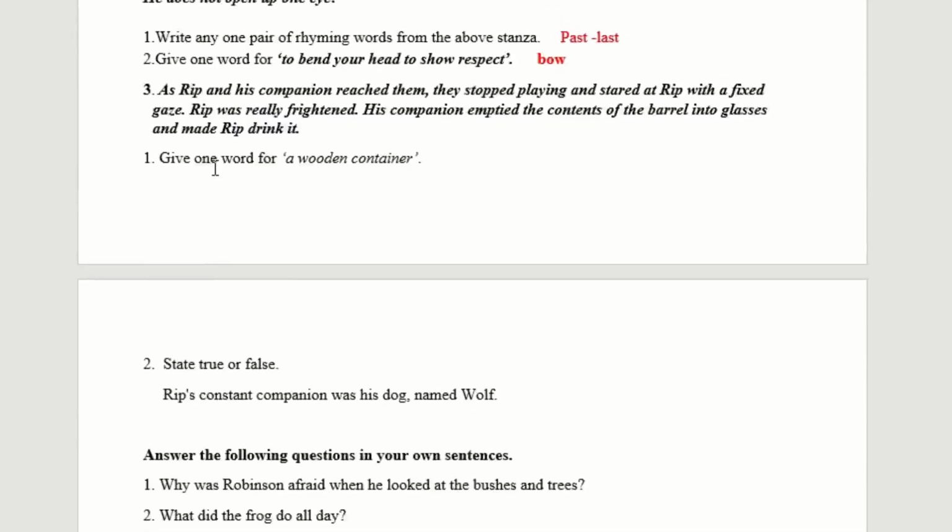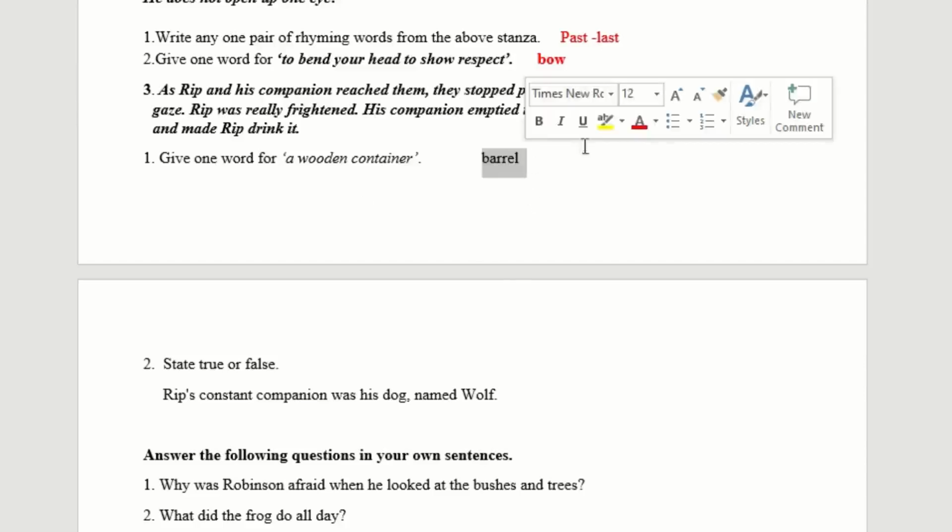Now the first question is, give one word for a wooden container. So the one word will most probably be from the extract itself. Which will be the one word for wooden container? Let's find out. Yes, the answer is barrel. You have to write only the answer.